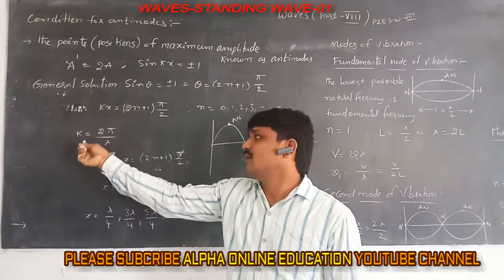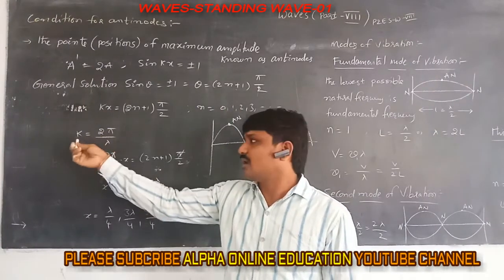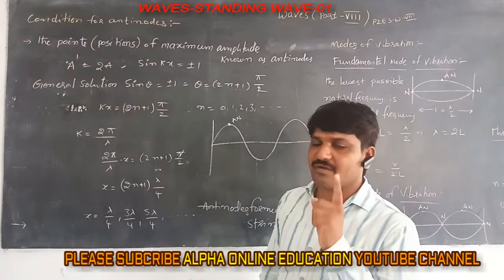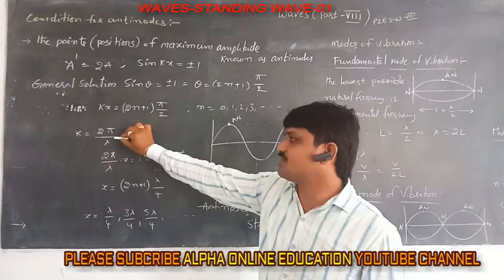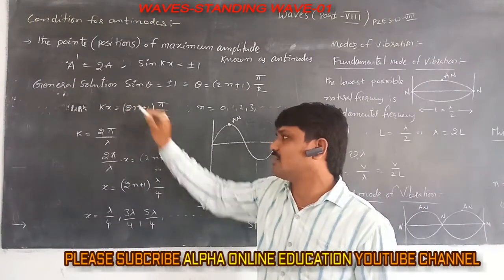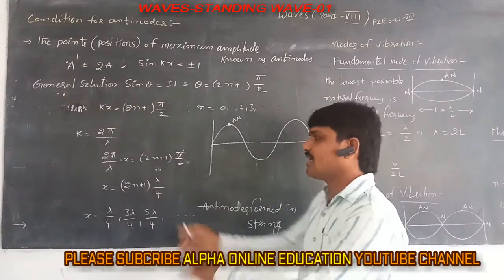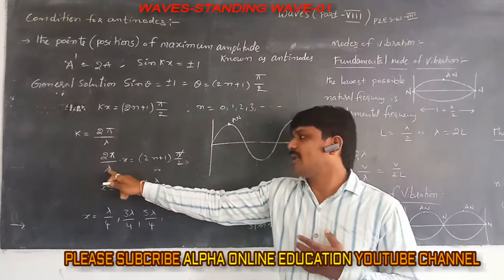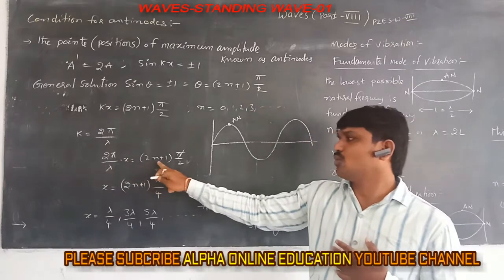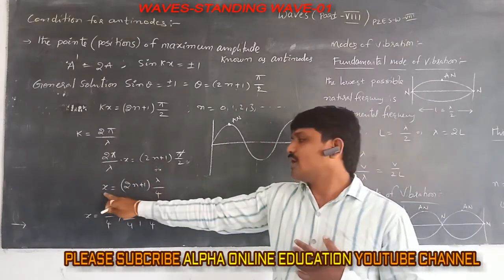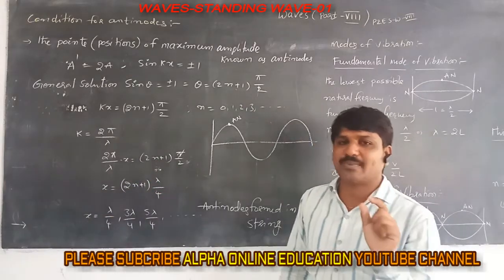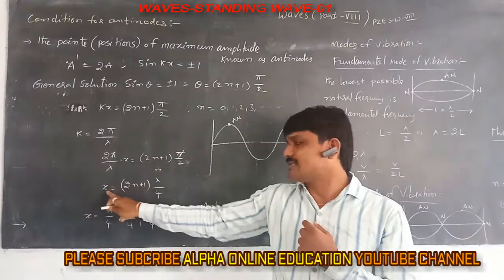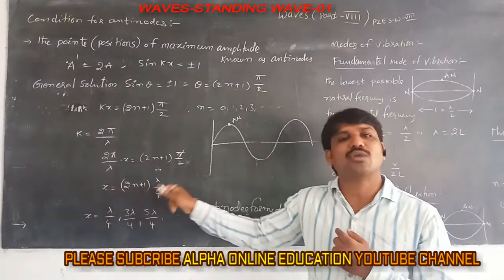We know that from the angular wave number, k is equal to 2 pi by lambda. If we substitute k equal to 2 pi by lambda in the above equation and cancel pi on both sides, we get 2x by lambda equal to 2n plus 1. Then, for the position of vibrating particles along the string in a straight line, x is equal to 2n plus 1 into lambda by 4.